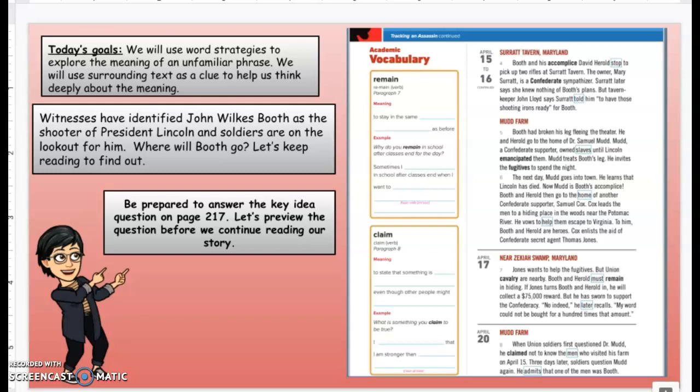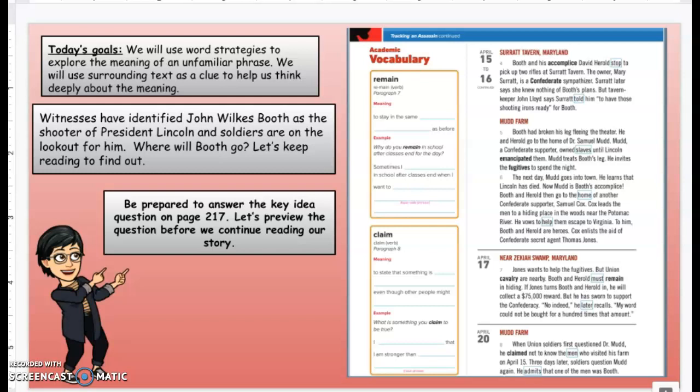Witnesses have identified John Wilkes Booth as the shooter of President Lincoln, and soldiers are on the lookout for him. Where will Booth go? And we're going to keep reading to find that out. And again, as we go through, you can mark this in your book, you can put a check mark by it, a star, something to indicate the 3 major events that occur in this part of the text. So we're going to read through pages 216 and 217 all the way through, and then we will come back and work on those questions. All right, so make sure you have your book ready and we'll start reading.